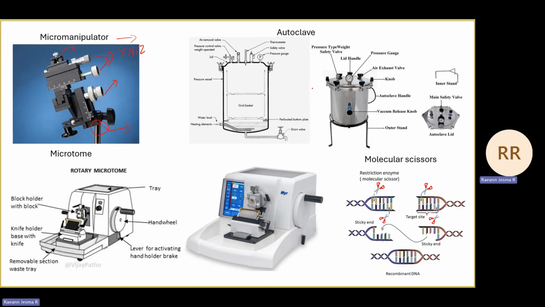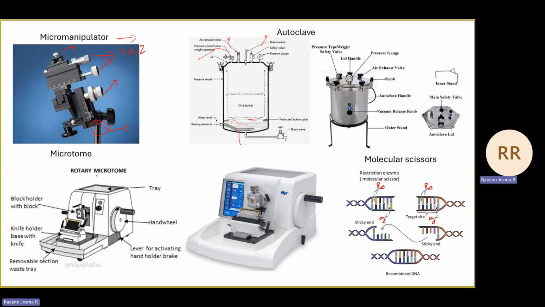So here you can see the structure of an autoclave. It has a lid. It also has a pressure control valve, air removal valve, a thermometer to measure the temperature, safety valve, pressure gauge, and so on. It will also have some water along with heating elements and a perforated bottom plate. So generally, it uses steam in order to sterilize the material that is present.